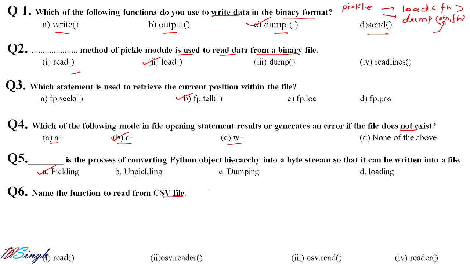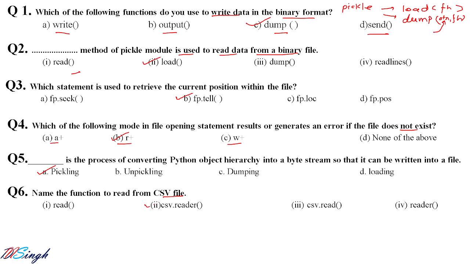Next question is, name the function to read from the CSV file. There is a special function to read from the CSV file, that is called reader function. Readline and readlines, along with read, these three functions are to read from a text file. Load function is used to read from a binary file. So you have to keep that in mind. This reader function is defined inside the CSV module.